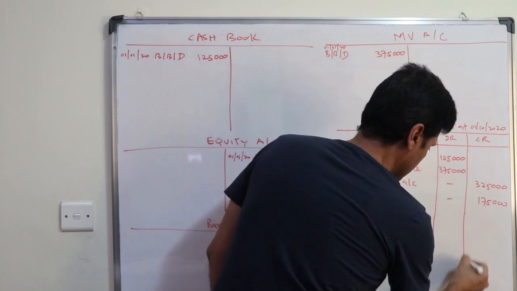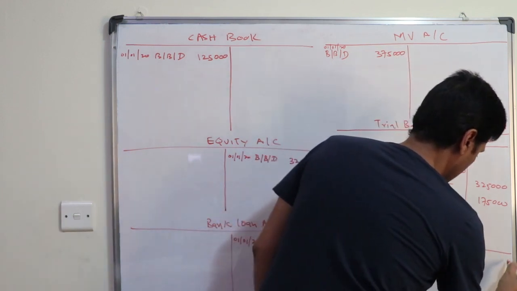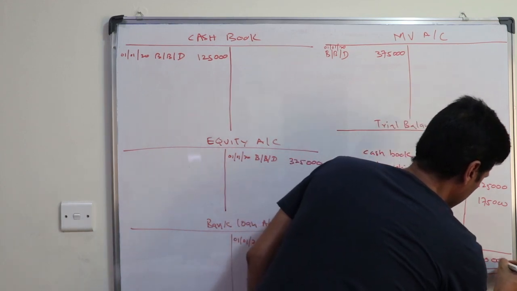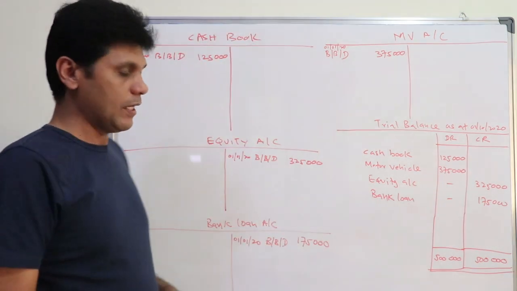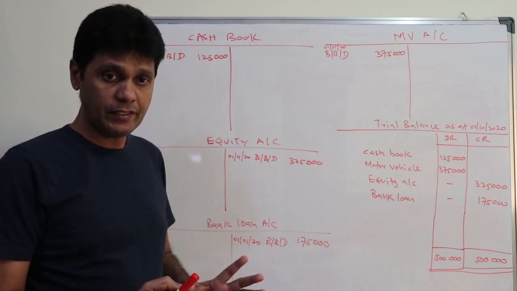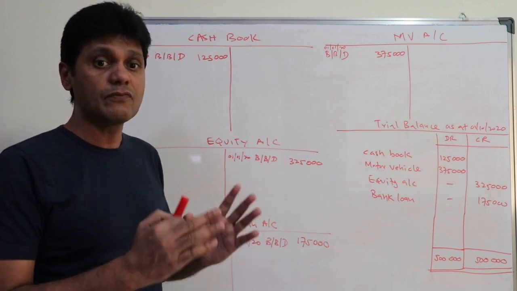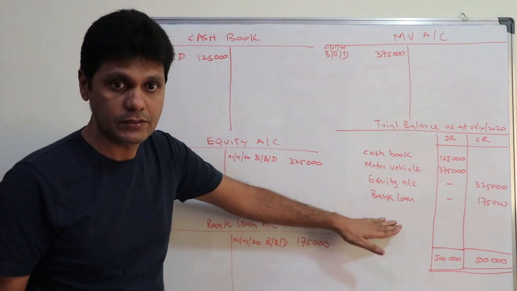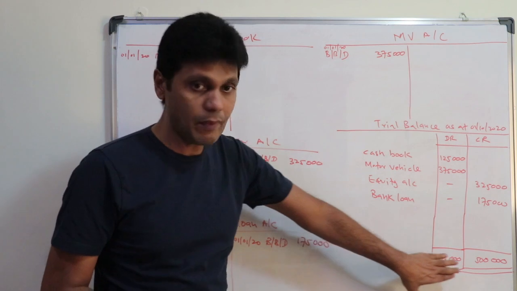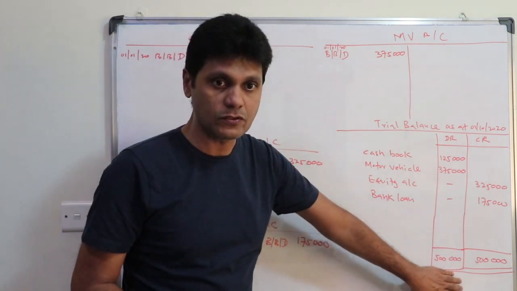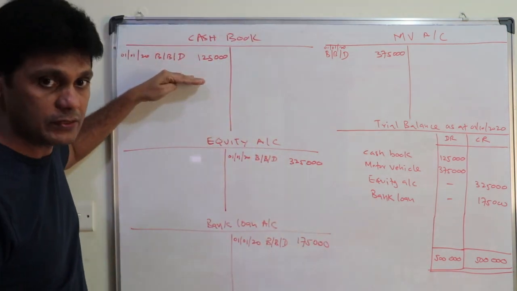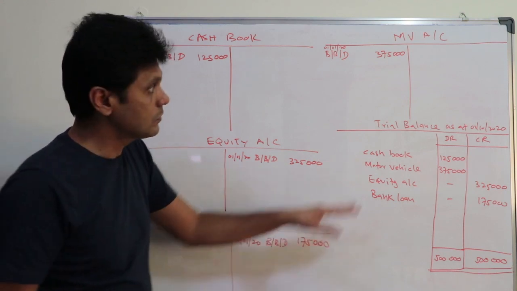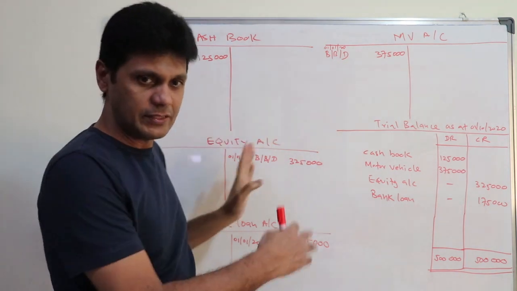When you extract this trial balance, it will balance. This is the opening trial balance. I am going to demonstrate the types of errors that, if you make them, the trial balance will not balance. The debit side is 500,000 and the credit side is 500,000. The cash book opening balance is 125,000, equity account 325,000, bank loan account 175,000, and motor vehicle account 375,000. A very simple trial balance.